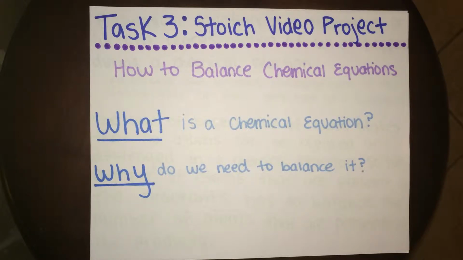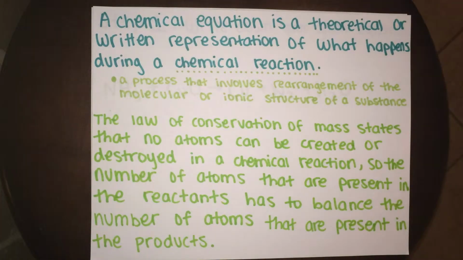Before we learn how to balance chemical equations, it is important to know what a chemical equation is and why we need to balance it. A chemical equation is a theoretical or written representation of what happens during a chemical reaction. A chemical reaction is a process that involves rearrangement of the molecular or ionic structure of a substance.